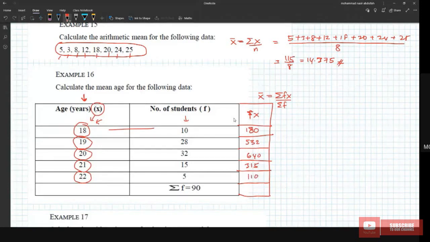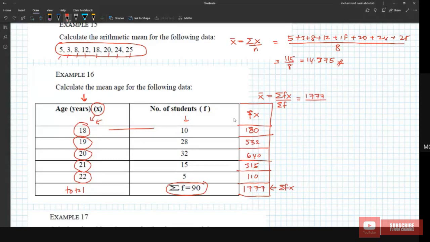The last row represents the total. The total for fx is 180 plus 532 plus 640 plus 315 plus 110, which becomes 1777. This is the summation of fx, and this is the summation of f, which is the total of the frequency values. So we just need to plug the values into the formula.